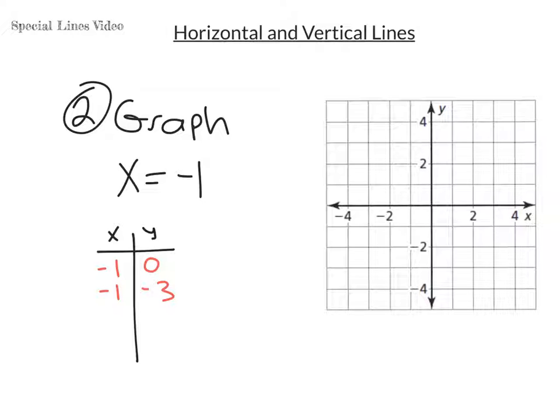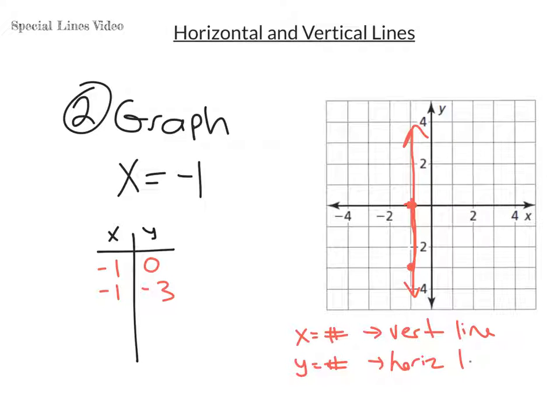So I can go to (-1, 0), which is left 1, and then I don't go up or down. And then (-1, -3), I go left 1 and down 3. And once again, I have 2 points that now I can connect. And so they create a vertical line at x equals -1. So, a little summary here: x equals a number leads to a vertical line, and y equals a number leads to a horizontal line. But you can always make a table with 2 points to help make sure you're graphing it correctly.